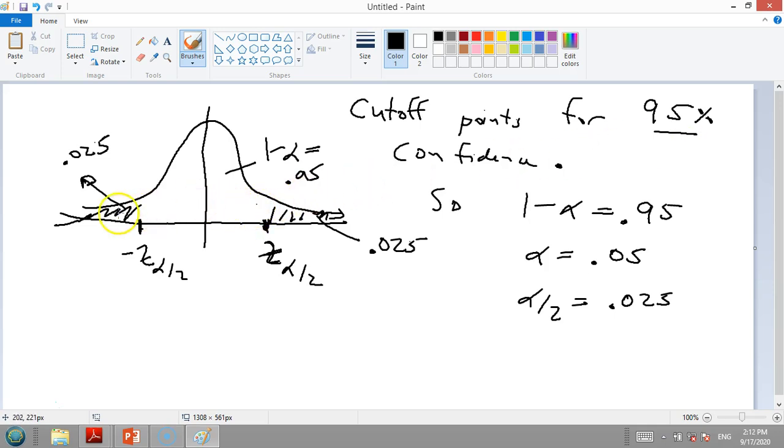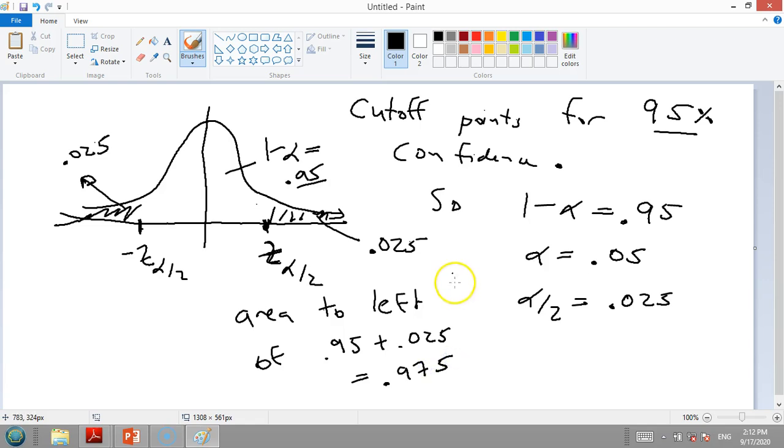The area to the left of it is 0.95 plus 0.025. So I want the area to the left of 0.95 plus 0.025, which equals 0.975. This is the area that I want to the left. I kind of already know the answer. This is 1.96, or it should be. But let's double check, okay?